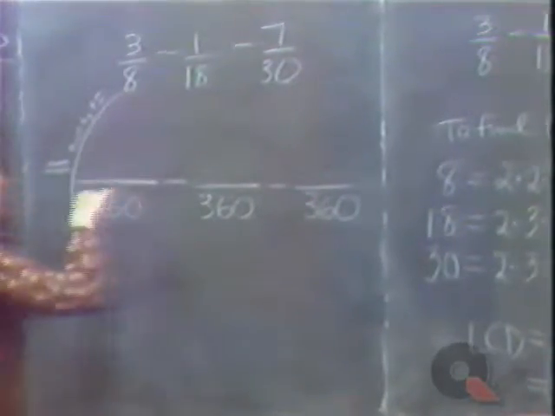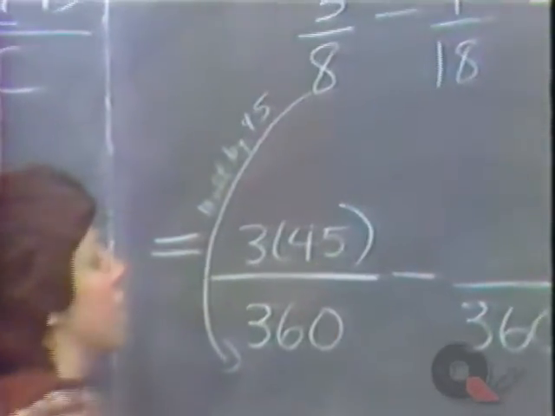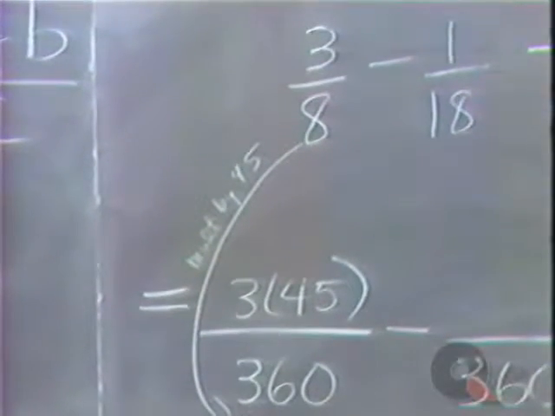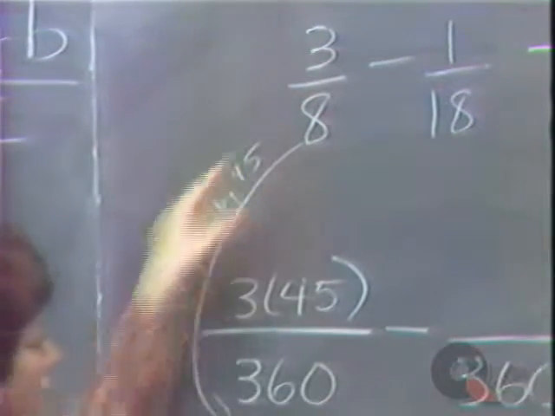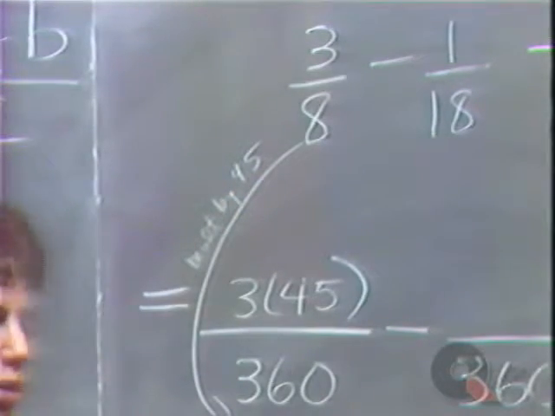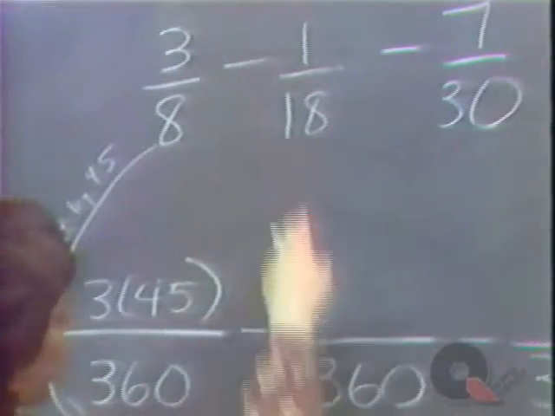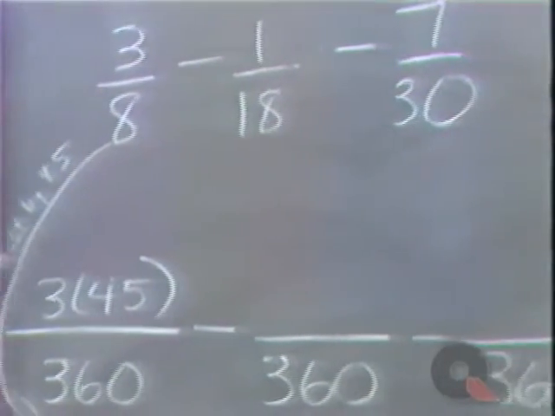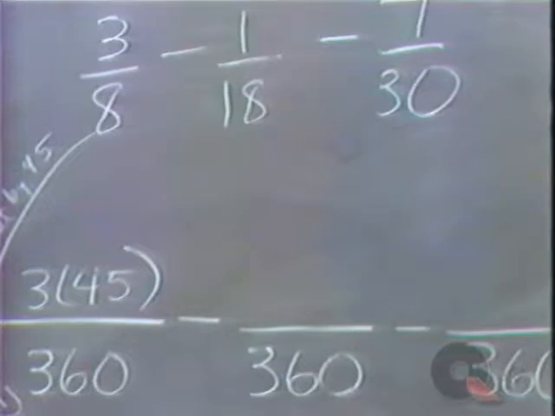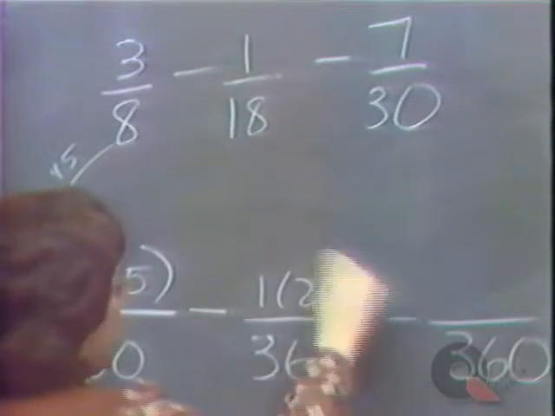If you're going to multiply the bottom by 45, you must multiply the top by 45 as well. That's the fundamental principle of fractions. You can get an equivalent fraction if you multiply the top and the bottom by the same non-zero quantity. Okay, let's look at the next one. We want to go from 18 to 360. That's done by multiplying by 20. If you multiply the denominator by 20, you must multiply the numerator by 20 as well.